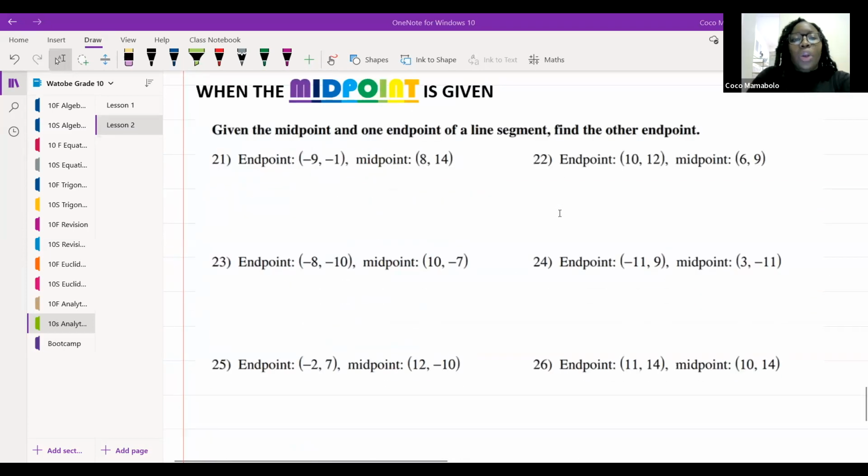All right. What are we going to do when they give us the midpoint? Now, guys, I want you to pay careful attention. They say that there are 2 points, A and B, and they've given us the midpoint, right? They've given us that A is equal to -9 and -1. And they've told us that the midpoint is 8 and 14. They want you to find the coordinates X and Y for B.